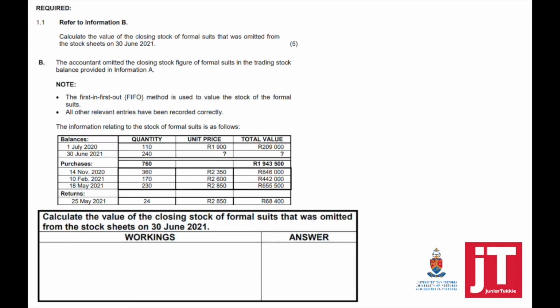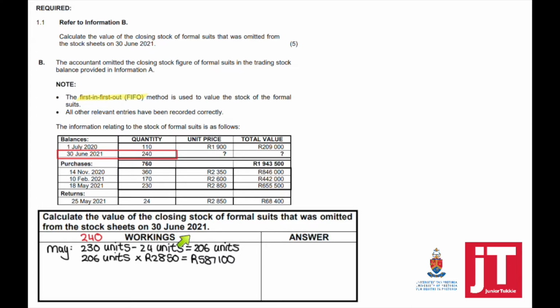So if we start with how many units do we have left over? We've got 240 left over. From the stock which was purchased in May, 24 units were returned. So when we're looking at the May purchases, we've purchased 250 units. Of that, 24 units were returned. So it means that there's only 206 available for sale. Because the older stock was sold first, it means that all of those 206 units are left over.